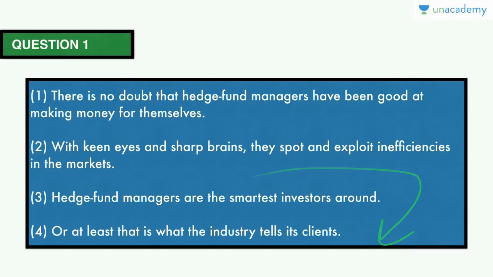Sounds good. Let's see if 3 4 could be a pair. Hedge fund managers are the smartest investors around, or at least that is what the industry tells its clients. This could also be it. So clearly 1 4 is not fitting, but 2 4 could fit, 3 4 could fit, and also if we take 2 3 in conjunction and then follow it up with 4, would that not fit? Let's just check.